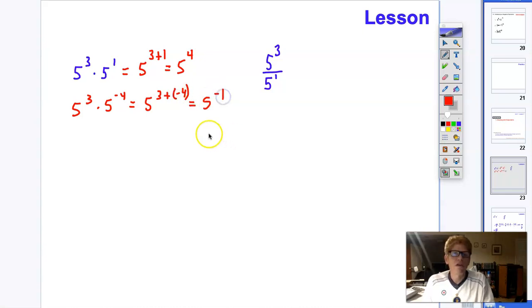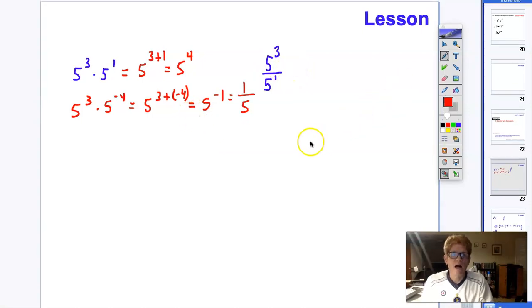And of course, if you'll remember, we have to get rid of our negative exponent, so that would be 1 over 5. But what happens when we divide exponents? What do we do with our exponents when they have the same base, but instead of multiplying them, we're dividing them? Well, the short answer is that we simply subtract them. Let's see why we're going to subtract them. So let's take the example there of 5 to the third over 5 to the first.